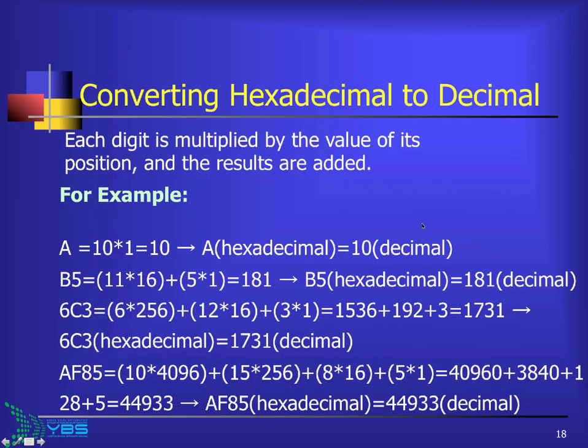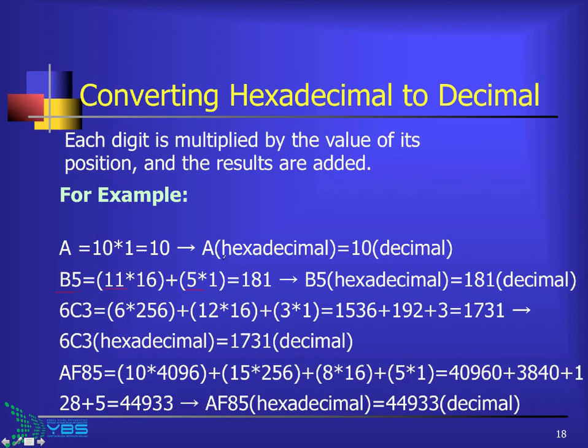Let's say converting hexadecimal to decimal. It's very simple, exactly the same as converting binary numbers to decimal. Each digit is multiplied by the value of its position and the results are added. Let's say A. A is 1 digit, it's the number 10. Why? It is multiplied by 1, 16 to the power 0 is 1. Okay, it's 10. Now B5. Remember that. Let's start from the beginning. B is 11, 5 is 5.